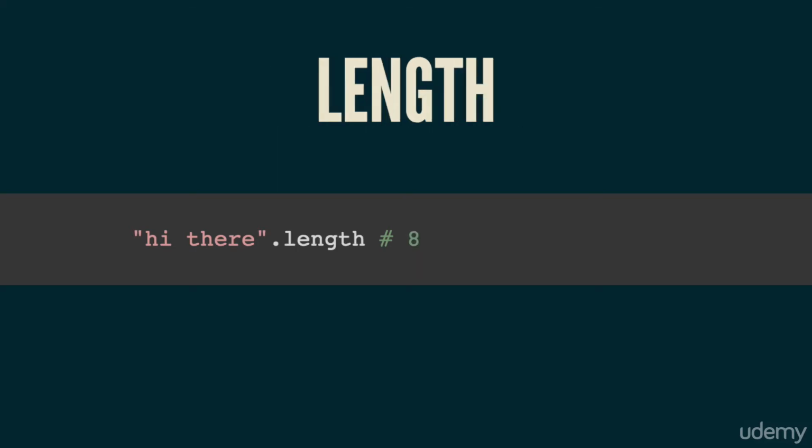To find out the length of a string, we simply call .length, or we can call .size. They have the same effect. In actual fact, this is not a method but an attribute. We'll learn a little more about attributes versus methods later.